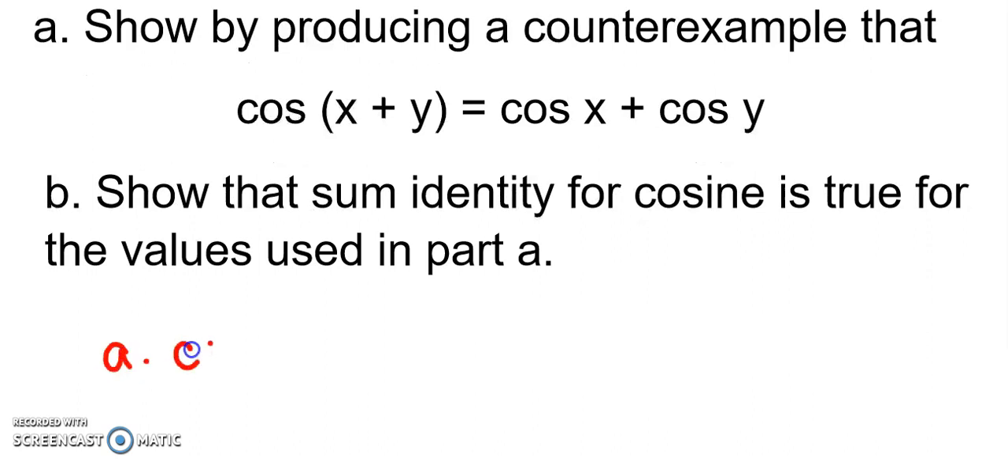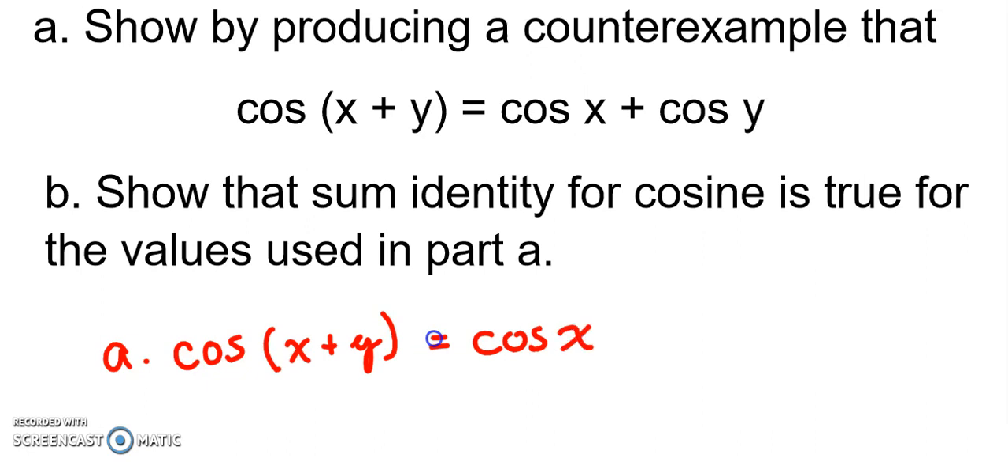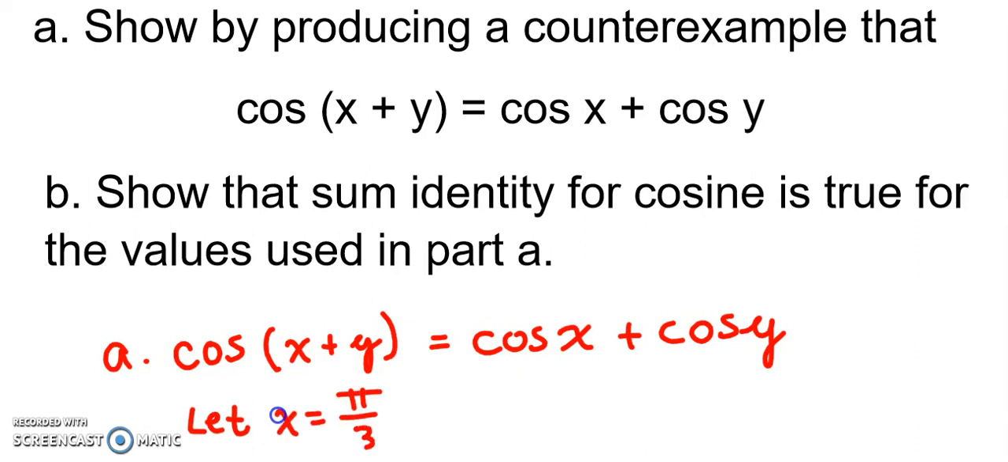All right, so starting off with A, and again we're trying to do a counterexample. So in other words, making both sides not equal each other, because if they don't equal each other, that's not an identity, and that's what we're trying to prove. Okay, so let's just choose, let's say x equals pi over 3 and y equals pi over 6.